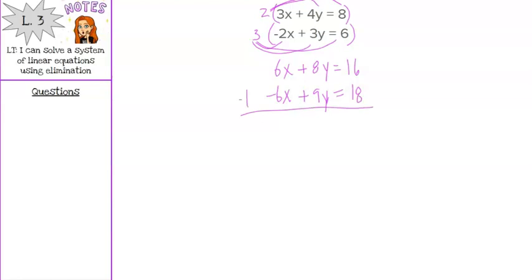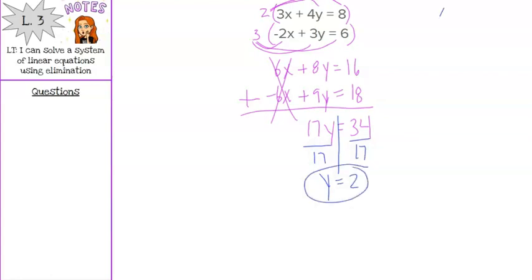Now we can add up our equations. 6x plus negative 6x cancels out, that eliminates. 8 plus 9 is 17y equals 16 plus 18 is 34. We can finish solving that equation by dividing by 17 on both sides, and we get y equals 2. So in our coordinate point, our y value will be 2.